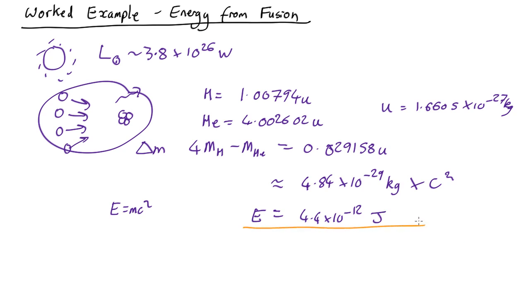We can therefore ask how many fusion reactions we need per second to produce the luminosity of the sun. So the number of reactions is just going to be luminosity of the sun divided by the energy per reaction. So it's this divided by that, and that comes out as 8.6 by 10 to the 37 reactions per second.